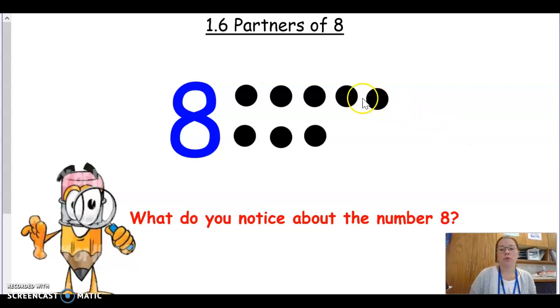Remember when we talked about the 5 group? I see a 5 group and 3 extra 1s. I'll give you a hint. This might be a partner of 8, 5 and 3.